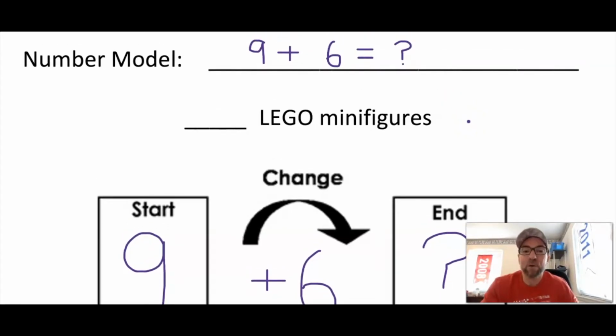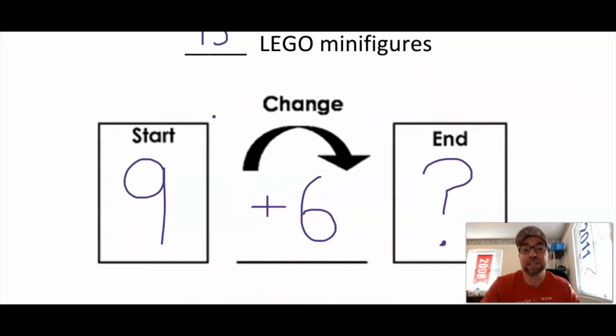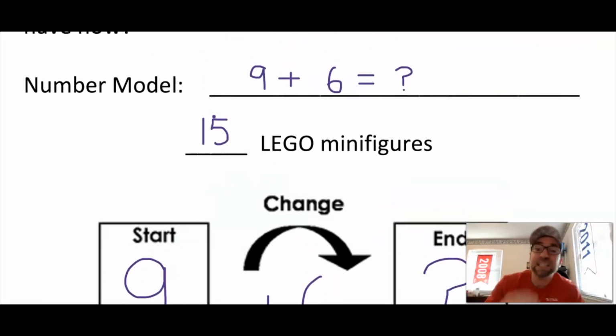How many Lego minifigures does Mr. Enzi have now? 9 plus 6 more. Start at 9 in your head. We can count up 6. We can use any strategies like making 10. The answer is 15 Lego minifigures. Awesome job. So the start, change, end box can really help us to solve some number stories.